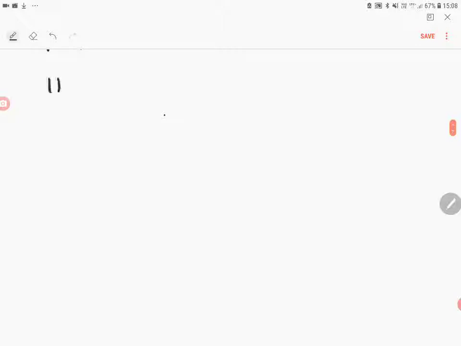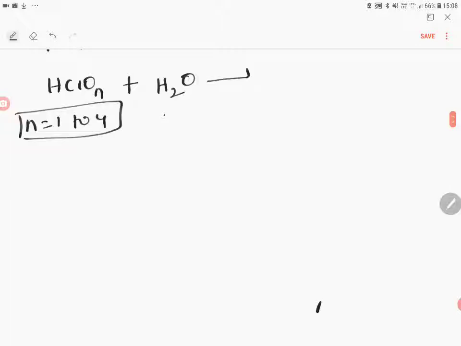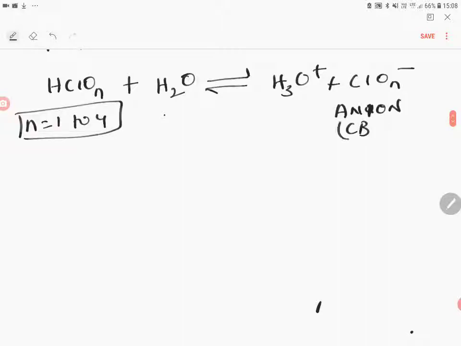For example, if you take HClOn plus H2O, so here I can say n is equal to 1 to 4 for all the oxo acids, will be in equilibrium with H3O+ and ClOn−. This is your anion or the conjugate base.